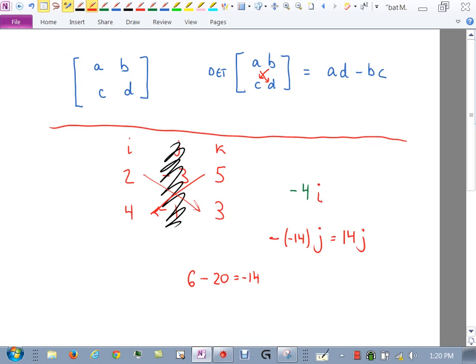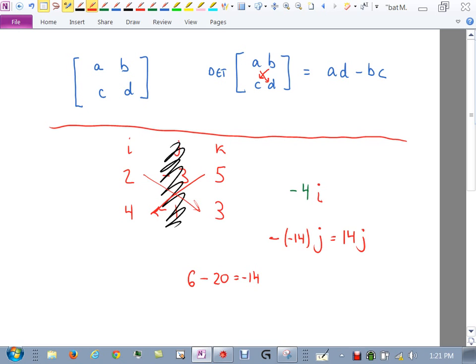And then to get K, what do you do? Cover up K, and you do determinant on the other two, and that one you don't change the sign. And if you do that, we should get what? 2 times negative 1, so negative 2, and plus 12, so 10. Any questions? Yes.